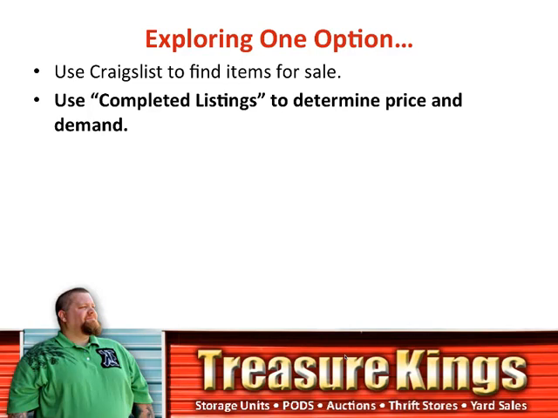It'll also tell you whether or not something is actually selling, because in the end, if you buy something and you can't sell it, well, then you're stuck with it, right? And we're after profit. And so we're using Craigslist to find stuff to sell, eBay to sell it.